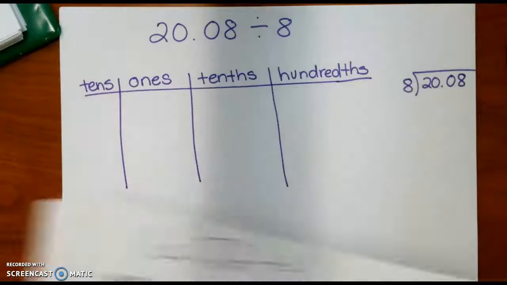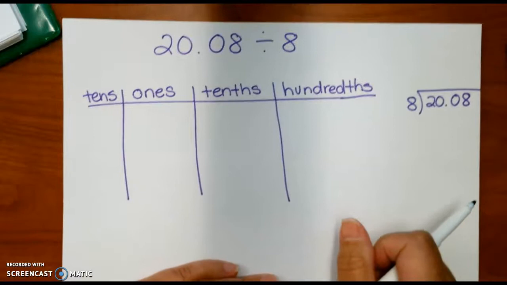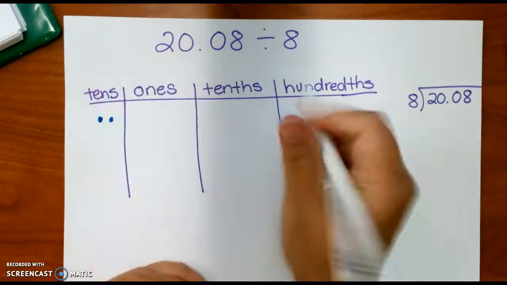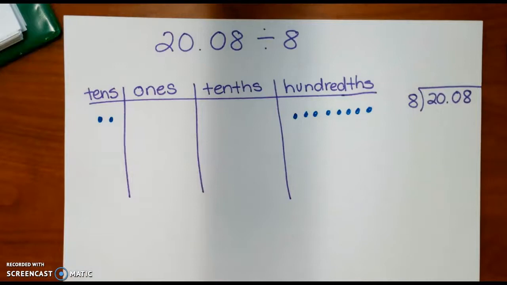So, this one is a little trickier. I don't have any ones and I don't have any tens. I do have two tens. I do have 8 hundredths. Now, I'm going to change color so you can see this better every time I make a step.